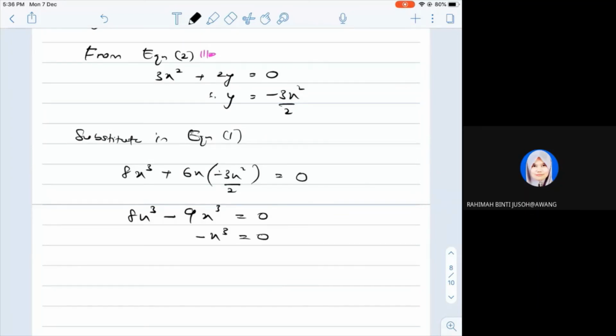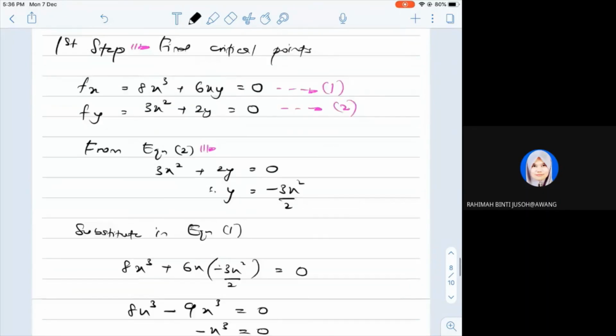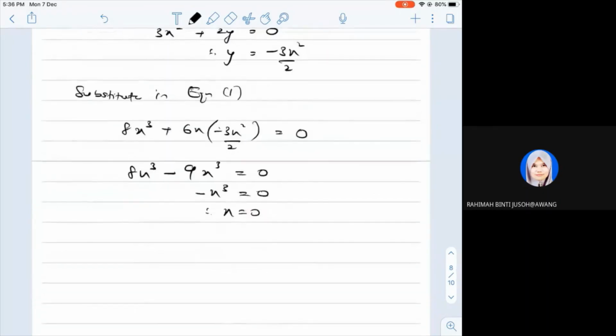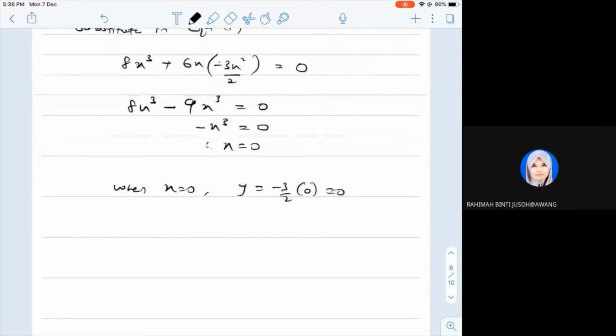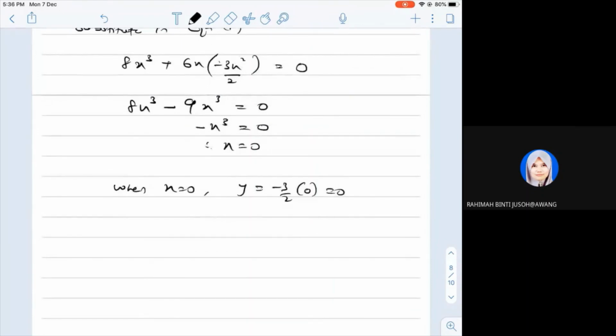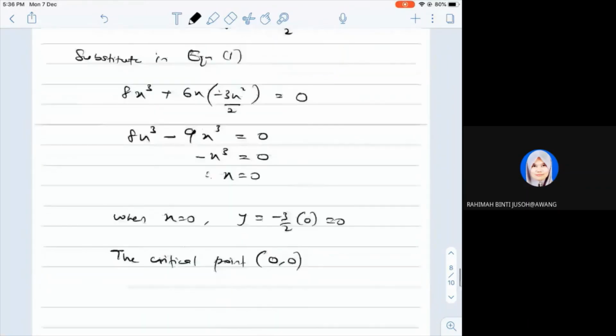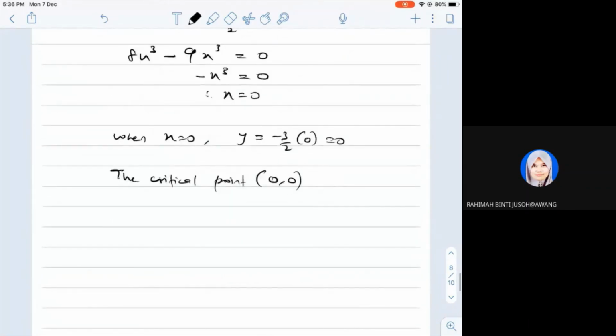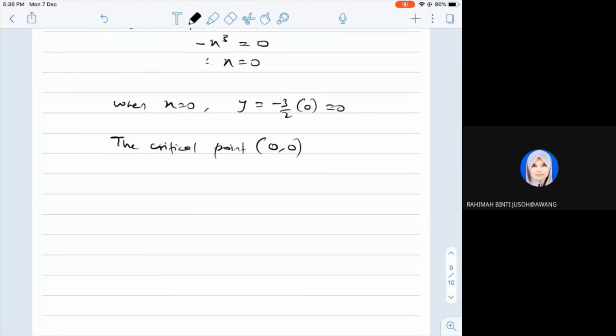x cubed equals to 0. Of course, x equals to 0. Oh, this is soalan senang je guys. So when x equals to 0, what happened to y? y equals to negative 3 over 2 times 0. Of course lah 0. So soalan ni mudah je sebenarnya, sebab dia dapat 0 je. So the critical point is only 0, 0. Only one critical point for this question. Okay, so kita test satu je lah titik nanti. Alright, so now critical point is 0, 0.